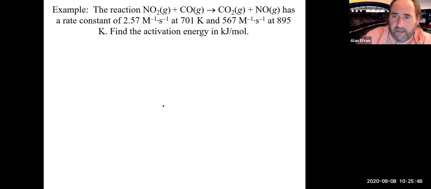So why don't you try one here? We're looking for the activation energy under these conditions. We have a rate constant 2.57 at 701 and 567 at 895. What is the activation energy in kilojoules per mole? So see what you come up with. We'll talk about it. Take a couple minutes here.